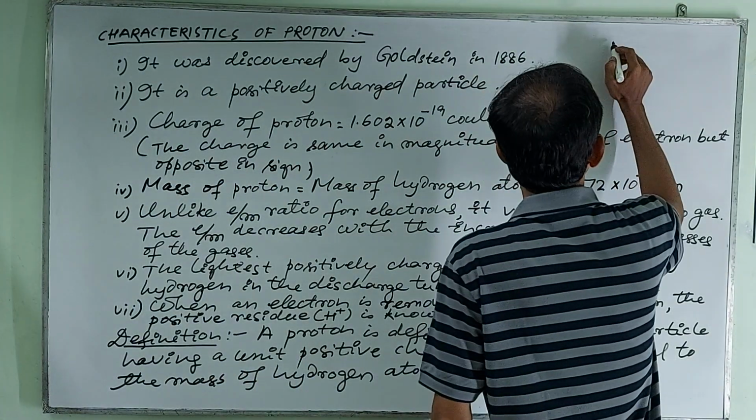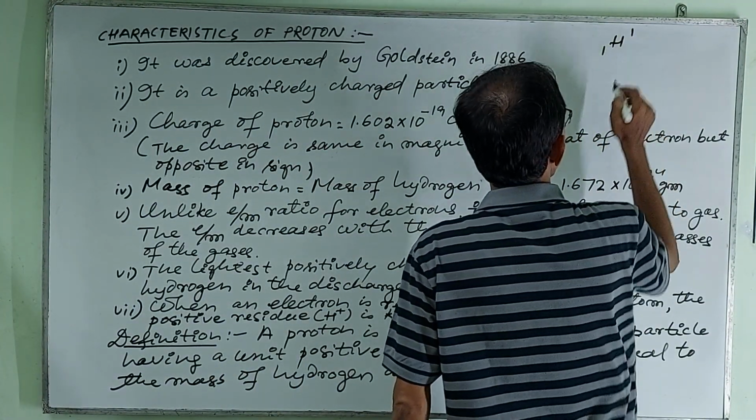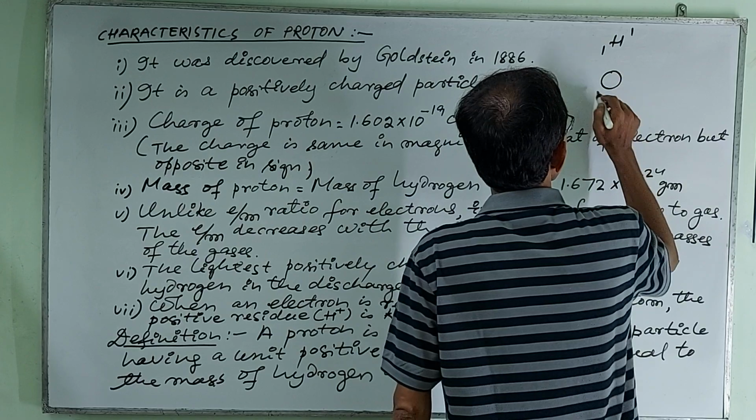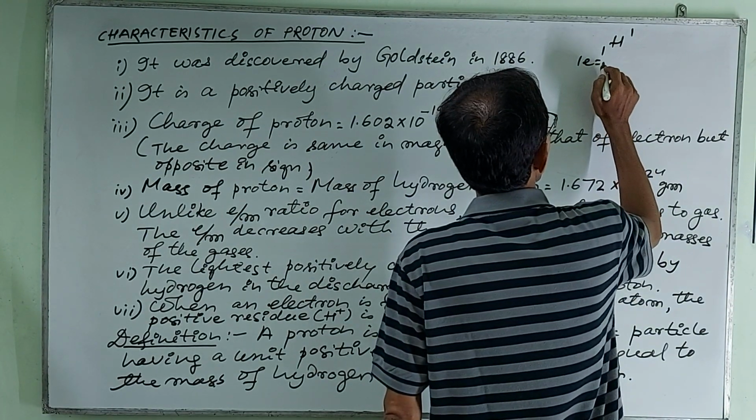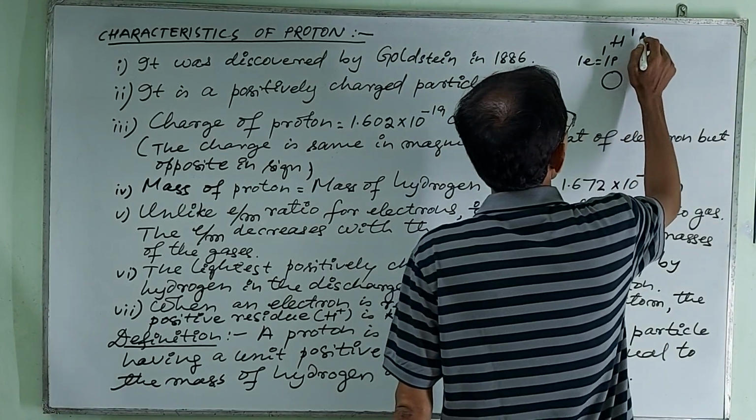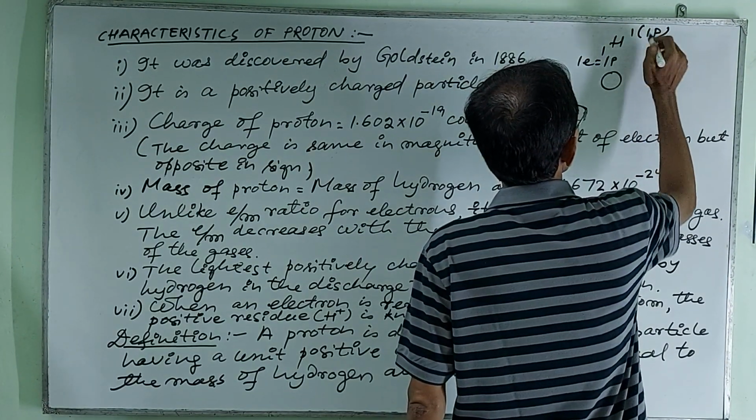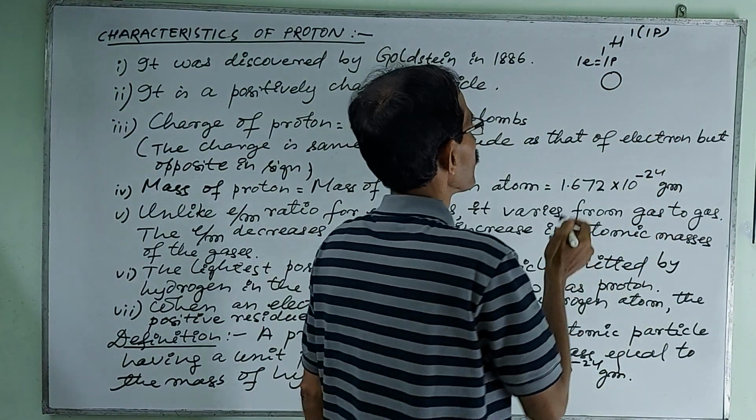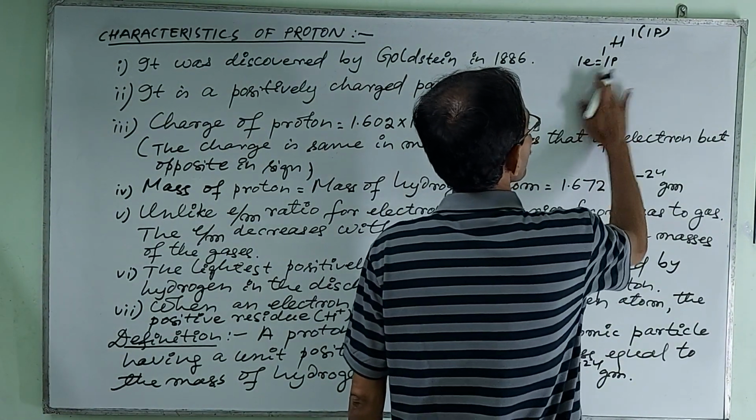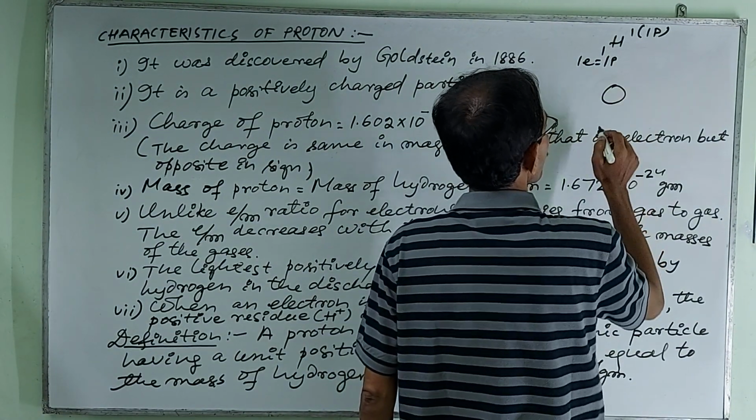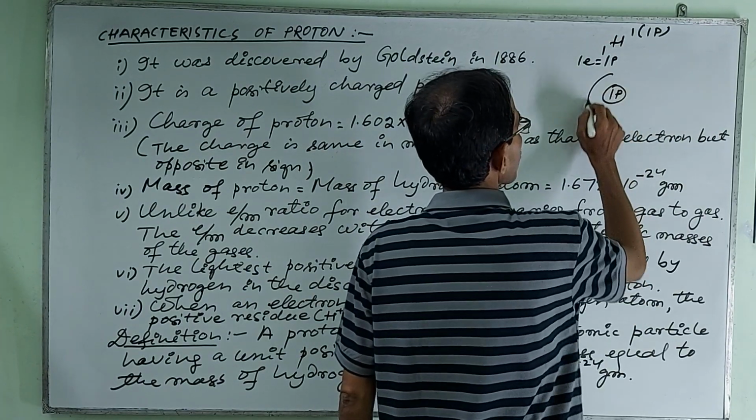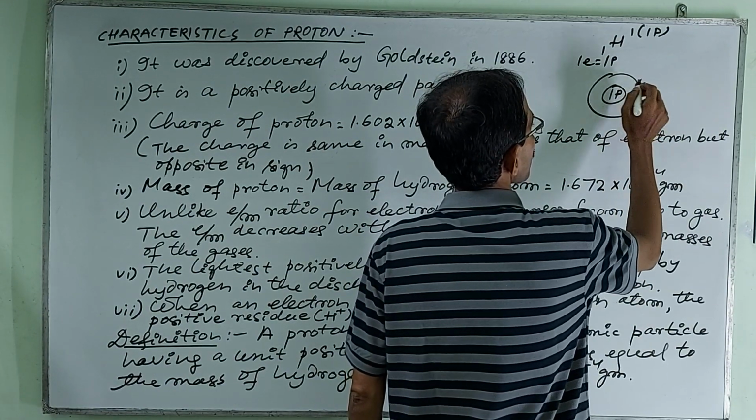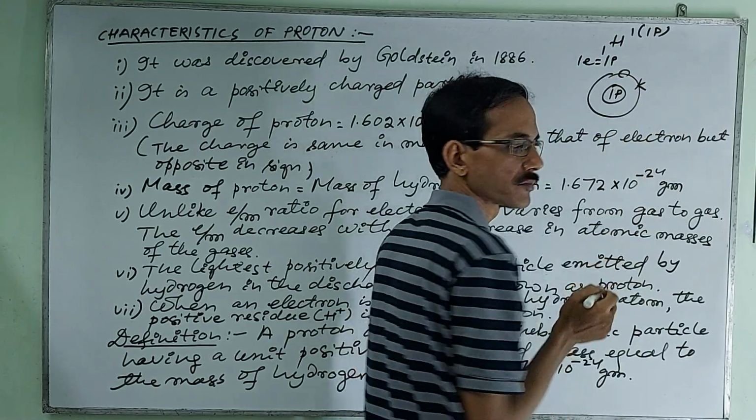This is hydrogen, atomic number 1, mass number 1. This means there is 1 electron and 1 proton. There is no neutron; hydrogen has no neutron. So this is the nucleus. In this nucleus, 1 proton is there, and this is the K shell, and 1 electron is there.